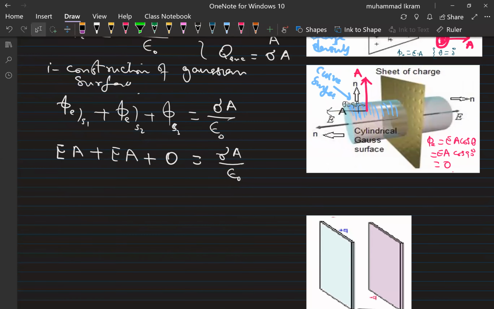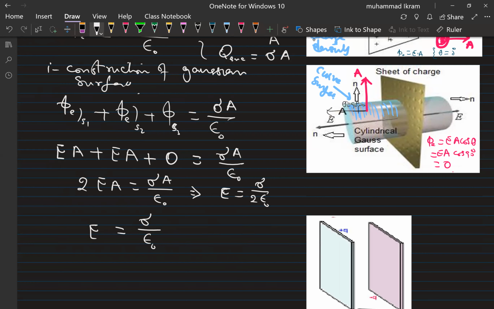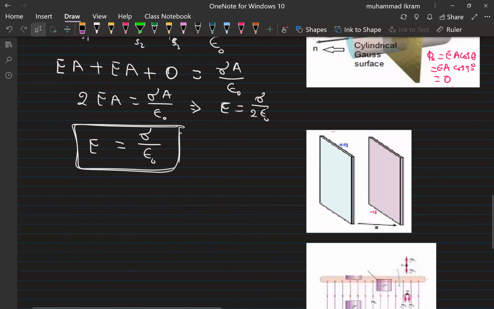So what does this mean? This means that 2EA equals sigma A by epsilon naught, which means that E equals sigma by 2 epsilon naught. What is the result? The result is that the electric field due to an infinite sheet of charge depends on the surface charge density and the medium. It does not depend on the shape or on the area. It only depends on the surface charge density.